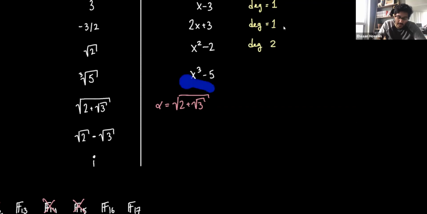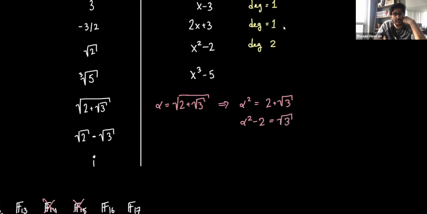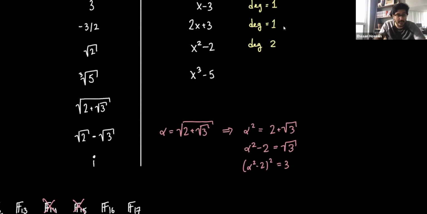What can I do to find a polynomial? What should I do to simplify this? Square. So alpha squared should be 2 plus root 3. Then maybe I'll bring the 2 to the other side. And now what should I do to simplify? Yep, square again. Exactly. And now, can you give me a polynomial with alpha as a root? Can you use what we just did? What polynomial would you give me?